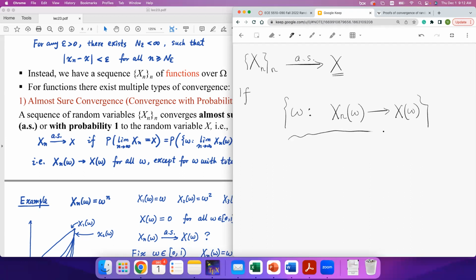Right? So this is an event. It's a set of outcomes omega, where the realizations of the sequence of random variables converge to the realization of x. In particular, this is a sequence of numbers converging to this number, and in calculus we know how to determine the convergence of a sequence of numbers. If this sequence of numbers converges to x of omega under this omega, then we put this omega into this set. So this is a collection of all the outcomes where this happens. And almost sure convergence says that this event has probability 1, so it happens almost surely.